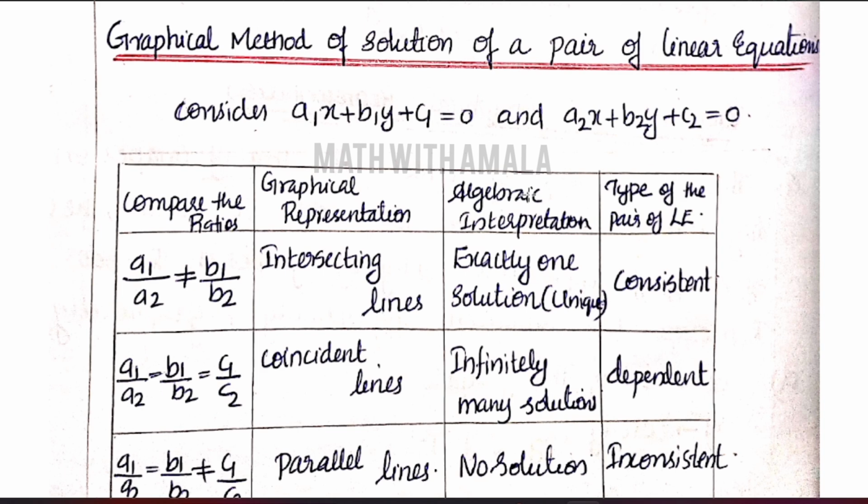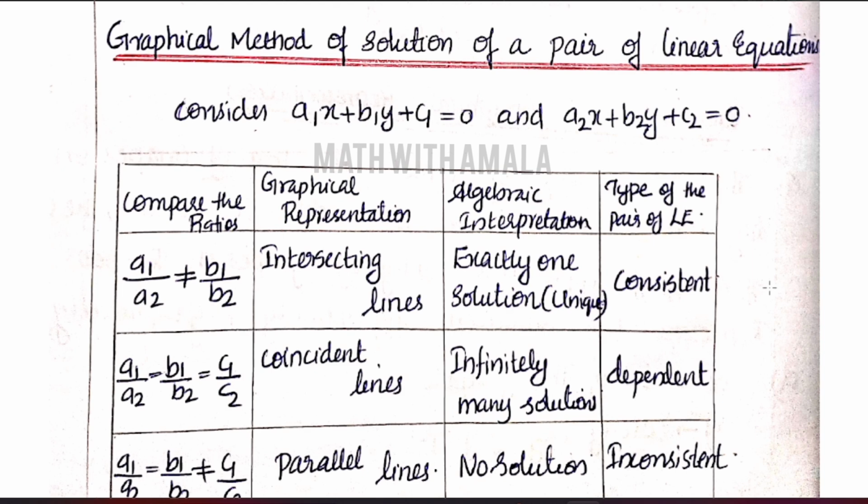Next, compare the ratios for the next set, and if you get a1 by a2 equal to b1 by b2 equal to c1 by c2, then they are coincident lines. And if the last two ratios are not equal, then they are parallel lines. In coincident lines, you have infinitely many solutions, because one line is lying completely on the other line, and they are dependent also. If one is moving, the other also will be moving.